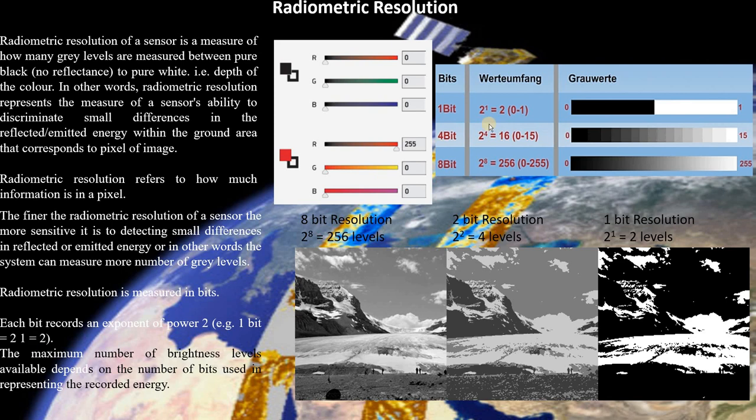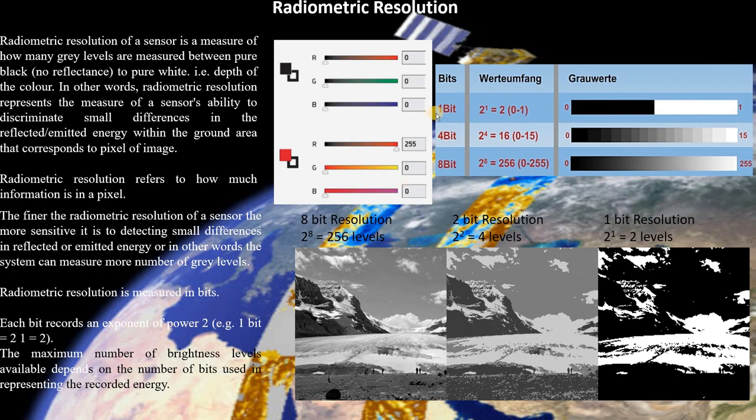Why do we measure in bits, and why do these levels come? When I say 4-bit, the number of levels is 16. When I say 8-bit, the number of levels or shades is 256. How do these levels come? Simply, each bit in the sensor records an exponential power of 2.